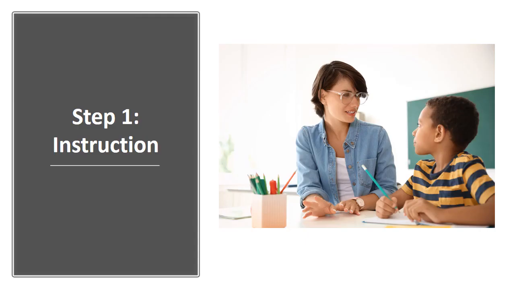Let's take a closer look at each of the steps in the BST model. In the first step, the adult describes a skill, its importance or its purpose, and when to use it or when not to use it. Justifying the importance of the competency is an important step, because when the learner understands the reason behind the competency it becomes more meaningful to him or her.